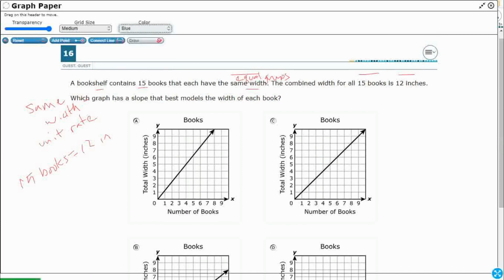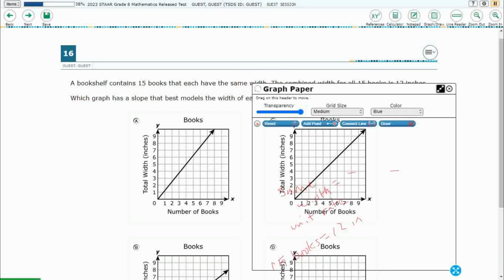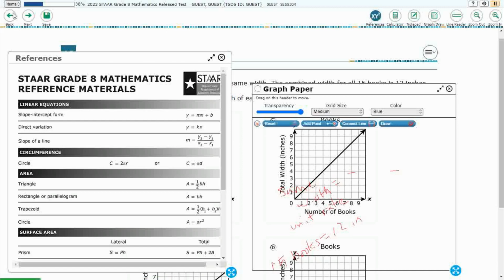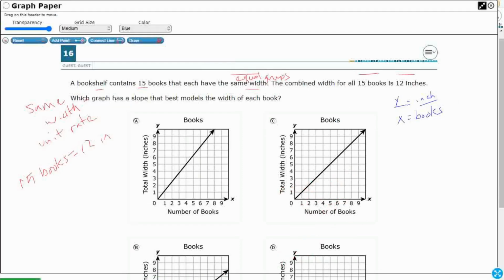Take a look at my graphs. Each of them has the x-axis, that's the books. Each of them has the y-axis as your inches. Now, why did I put the y over the x? Well, we're dealing with graphs, and if we look at our reference material, the slope of a line is that third equation there: change in y over the change in x. So when we're dealing with slope, we always put the y over the x.